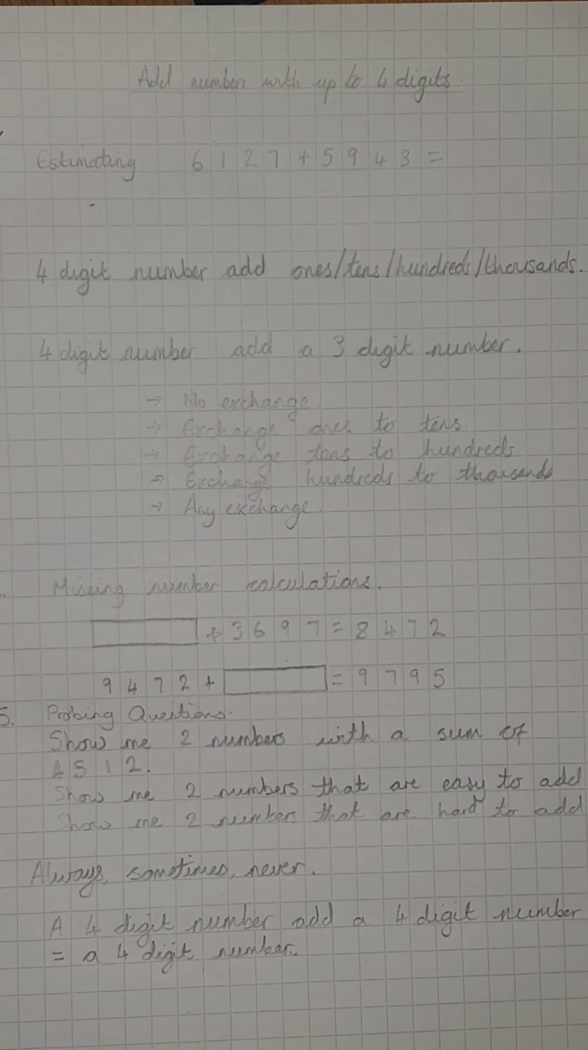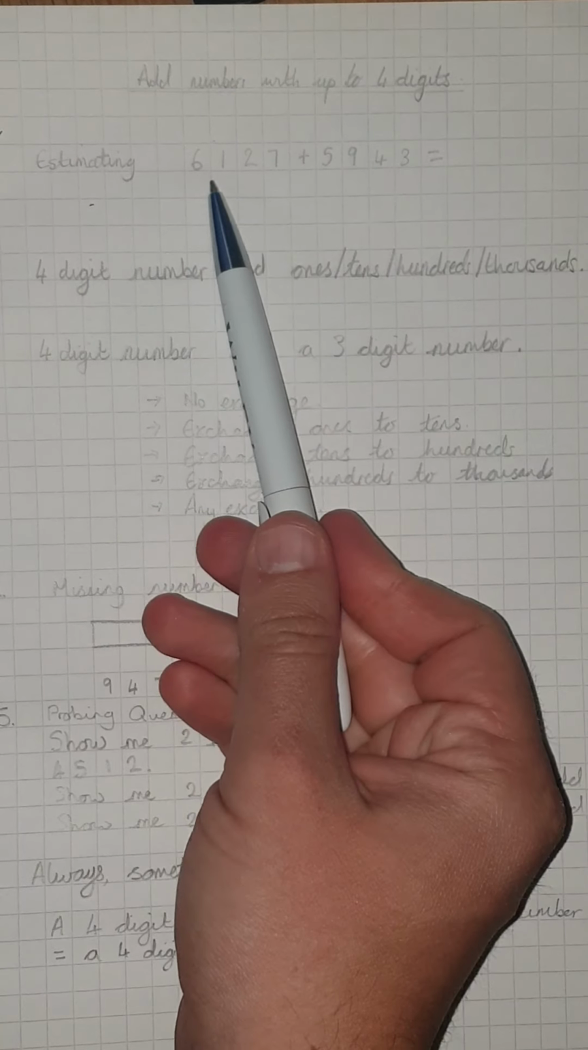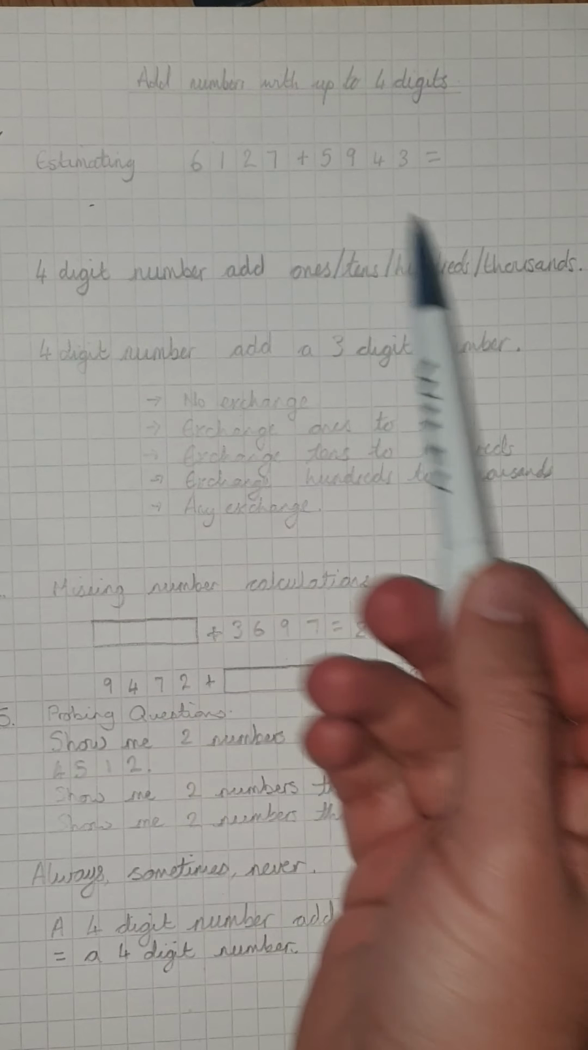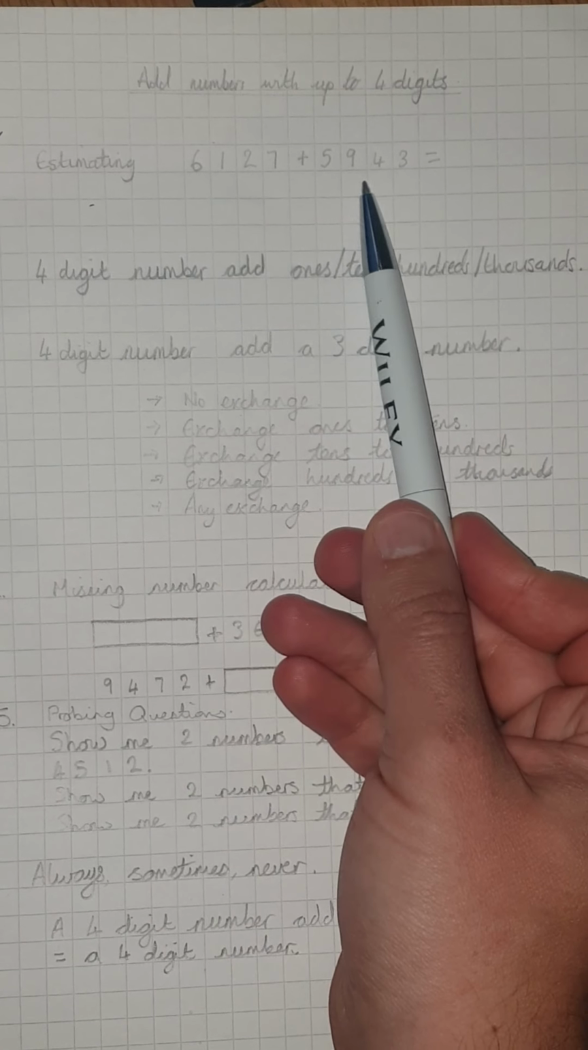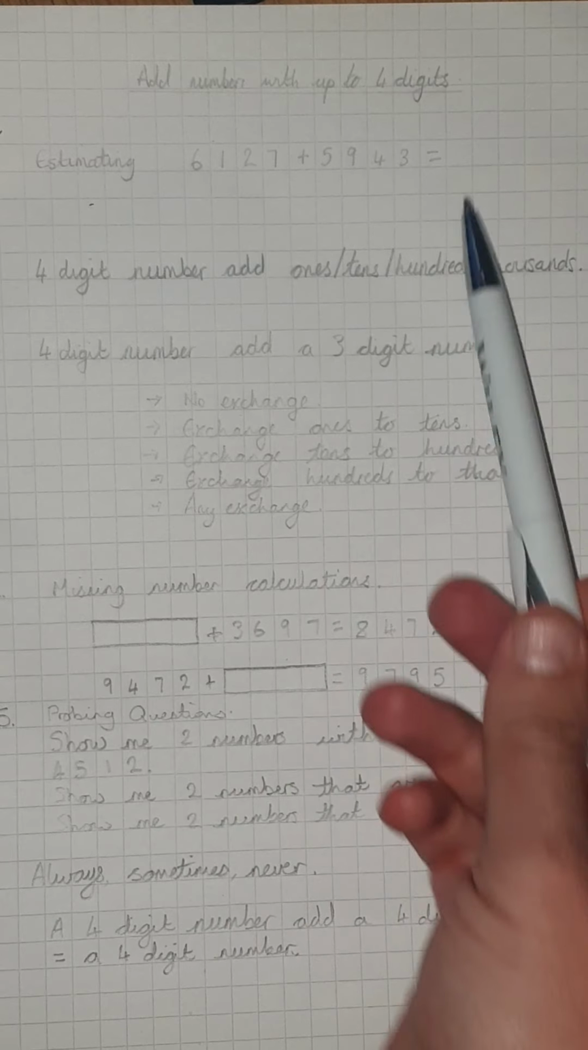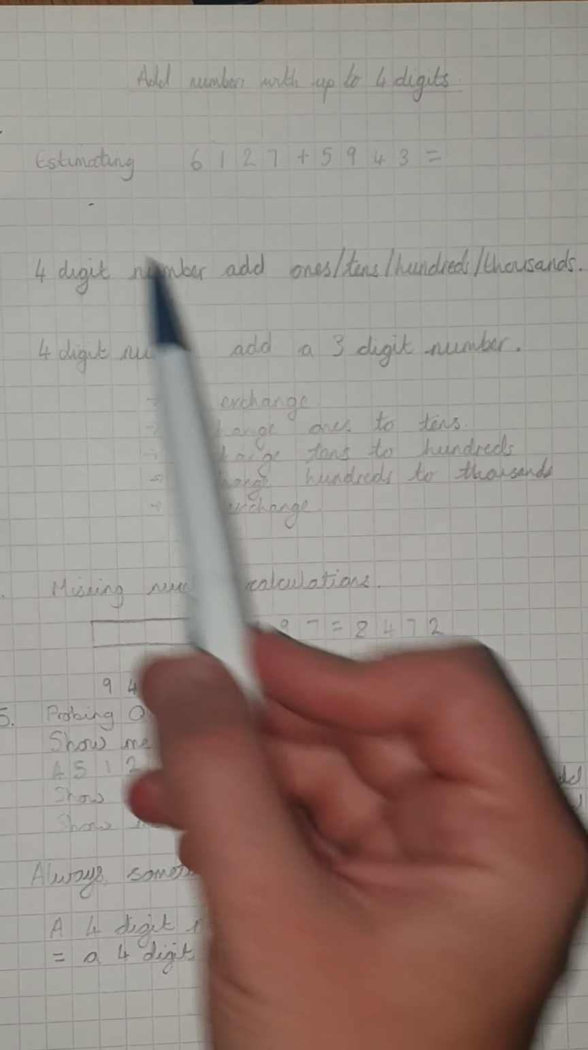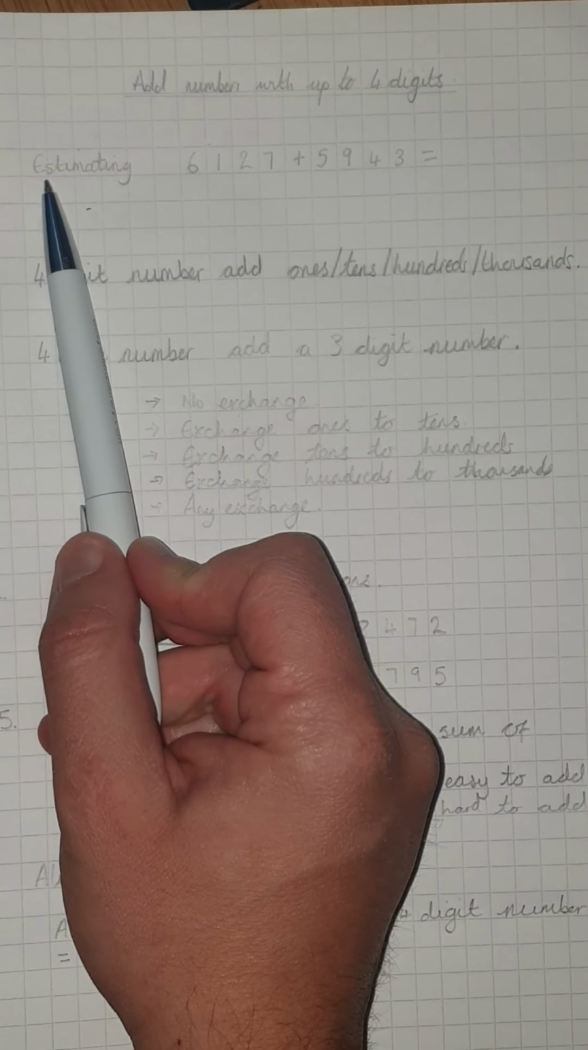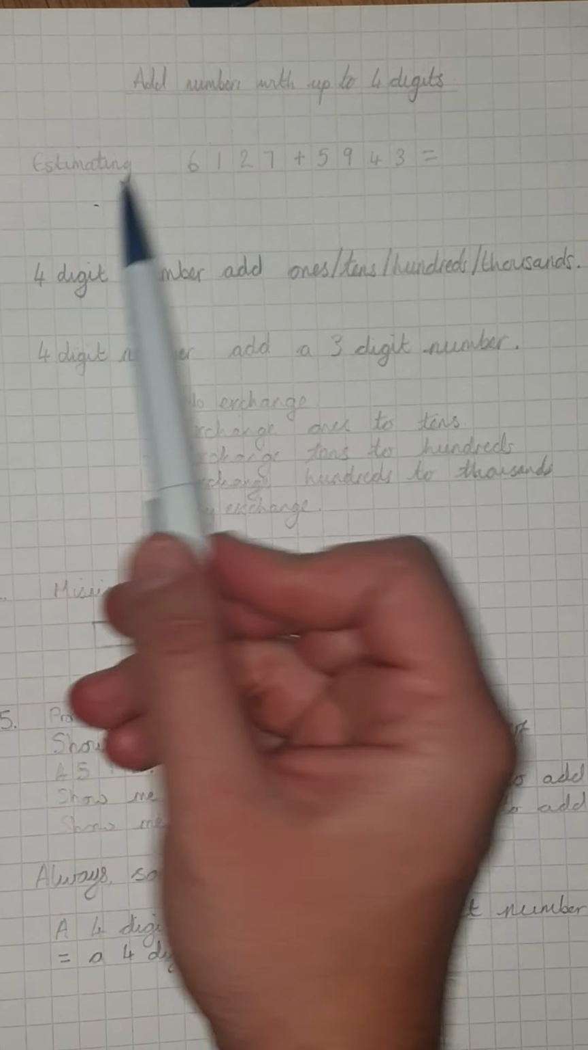Hello, and today I'm going to talk to you about the Year 4 objective, adding numbers with up to 4 digits. So that will include a question like this: 6,127 plus 5,943. Before we start the addition, I'm going to recommend that you practice estimating with your child.